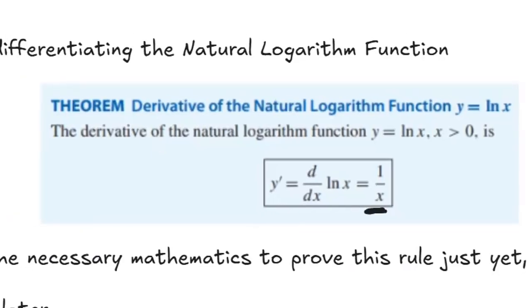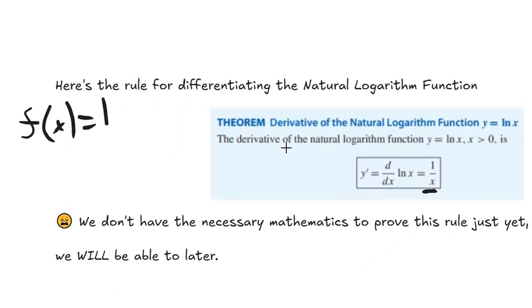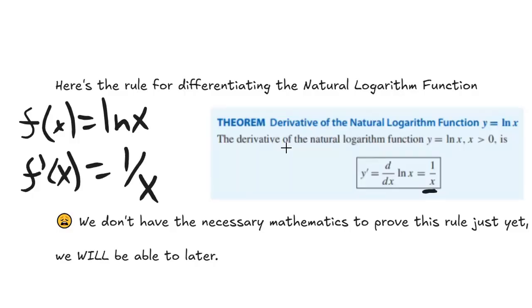So if you had f of x equals natural log x, then f prime is equal to 1 over x. Now we have to be careful because the original domain of natural log was x greater than 0. So the derivative 1 over x is only valid for x greater than 0.